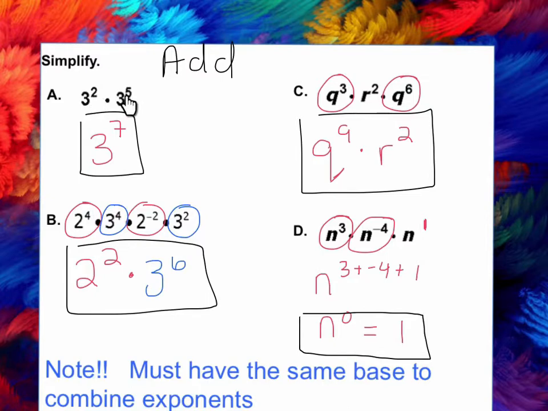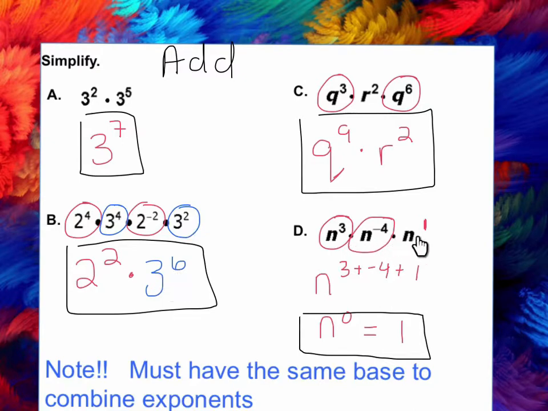I add 2 and 5 and got 7. Remember that they must have the same base to add the exponents to simplify them. So I look at the cube bases. They have the exponents of 3 and 6, so I add and get 9. R is the only R squared here, so I just rewrite it. For this one, the 2s are the same base, so I add those exponents and get 2 to the 2nd. Then the 3s are the same base, so I add the exponents and get 3 to the 6th.